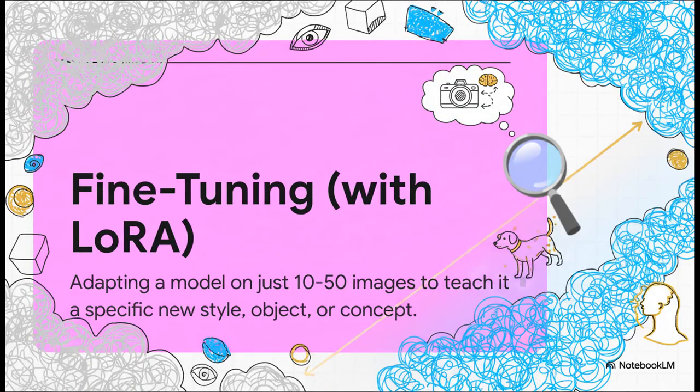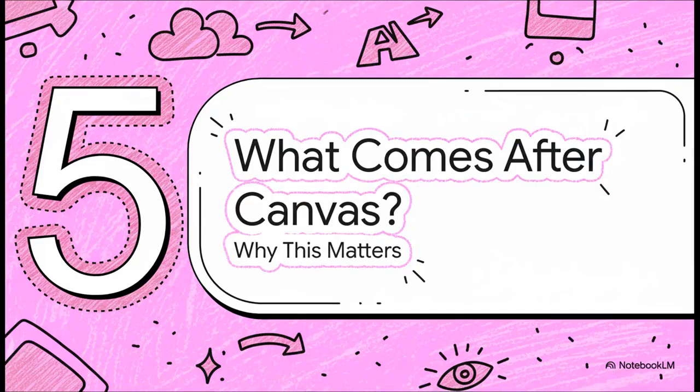And this is where it gets really personal. Fine-tuning. Using a technique called LoRA, you can actually teach the AI a new style or a new object or even a specific character. And the crazy part is you only need like 10 to 50 images to do it. This is how people teach the AI their own unique art style or how to draw their own original character over and over again. So, let's zoom out a bit. Let's bring all these pieces together and look at the bigger picture of what this technology really means.